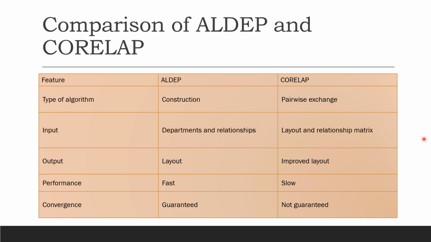Now I'll give a summary of this comparison: ALDEP and CORELAP have different strengths and weaknesses. ALDEP is faster than CORELAP, but it is not guaranteed to converge to the best possible layout. CORELAP is slower than ALDEP, but is guaranteed to converge to a local optimum. So the choice of which algorithm to use depends on the specific application. If the layout problem is small and the time constraints are tight, then ALDEP may be a good choice. If the layout problem is large and the time constraints are not tight, then CORELAP may be a better choice.